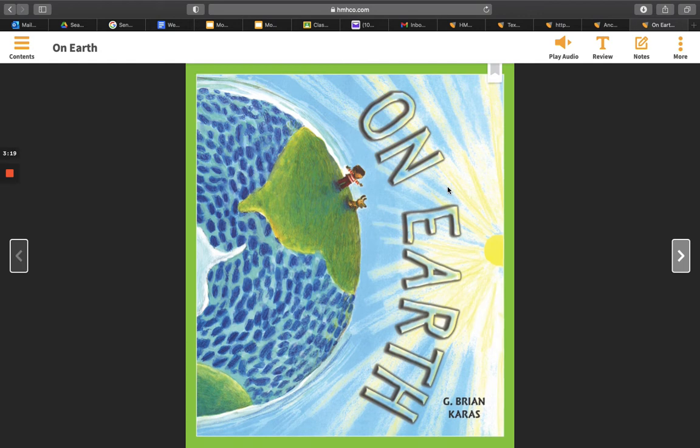Yes, there we go. And so today I'm going to read an informational text. It has facts and diagrams about the earth. So it has facts and diagrams. Do you think our book is fiction or nonfiction? Nonfiction. It's going to give us facts, it's going to give us information, and it's not going to be made up.